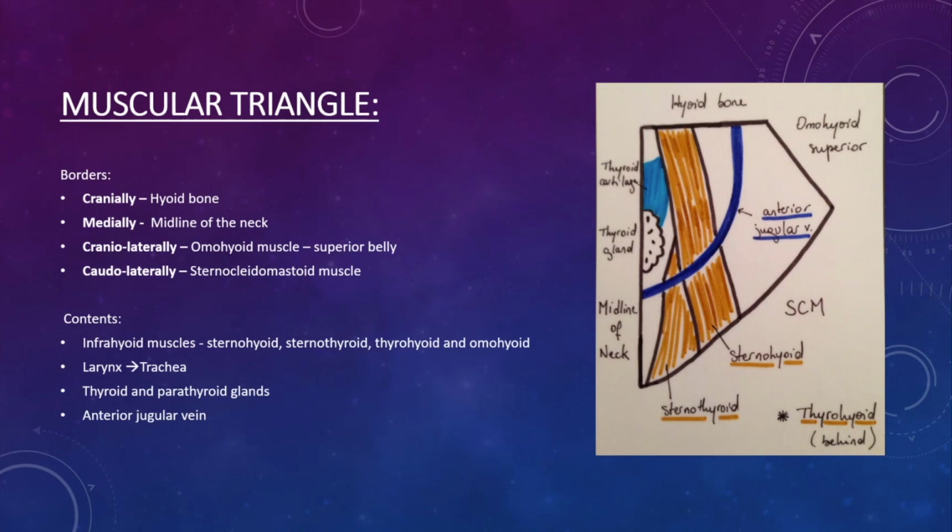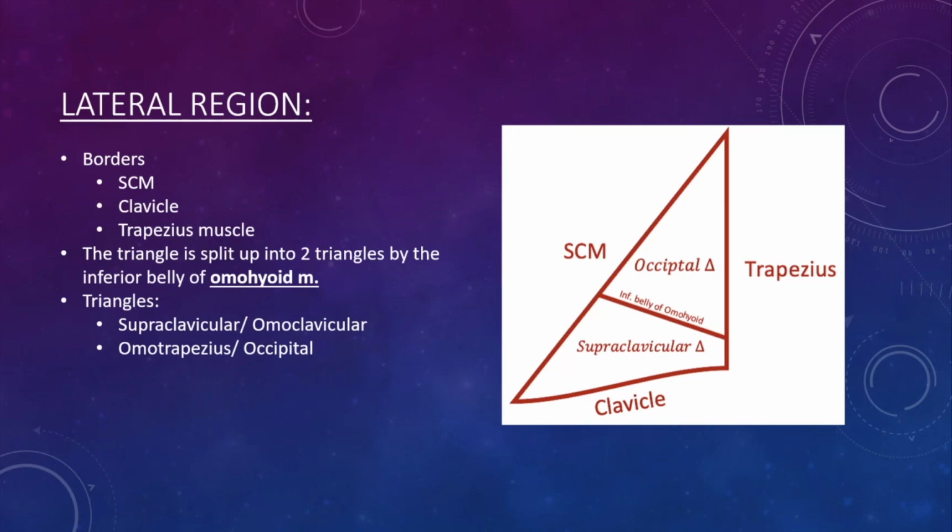Because it has muscles. Great job, Selena. It has the infrahyoid muscles, the larynx, which continues as the trachea, the thyroid and the parathyroid glands, which are a part of your endocrine system, and the anterior jugular vein. Well, that's all from me, and Selena, the stage is all yours.